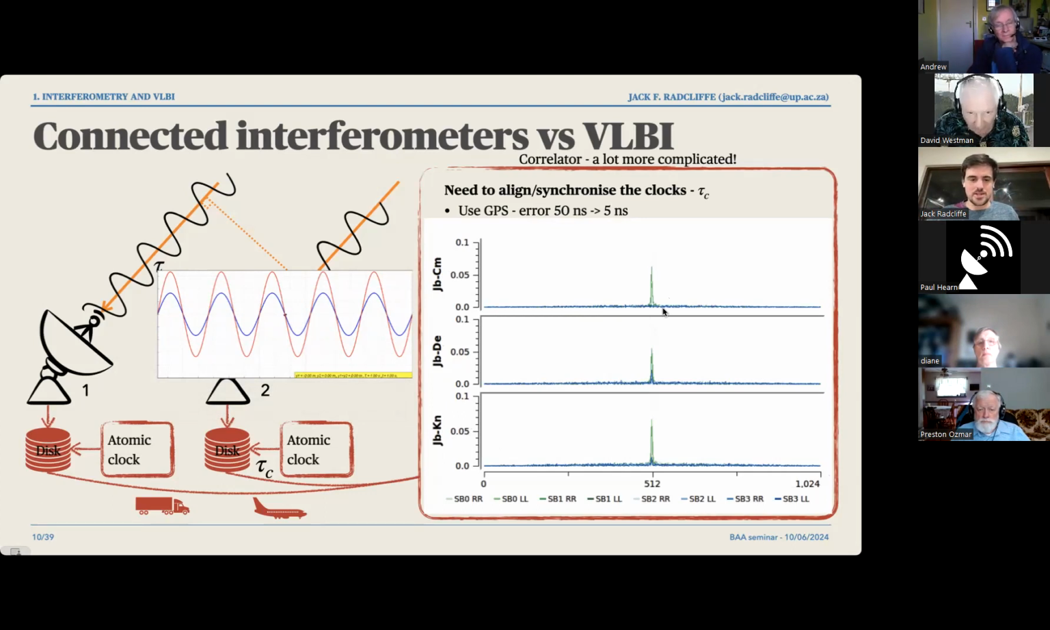And the peak in the middle is showing us that we've got this sort of constructive interference happening in our signals from our distant source. And hey ho, you've got an interferometer.